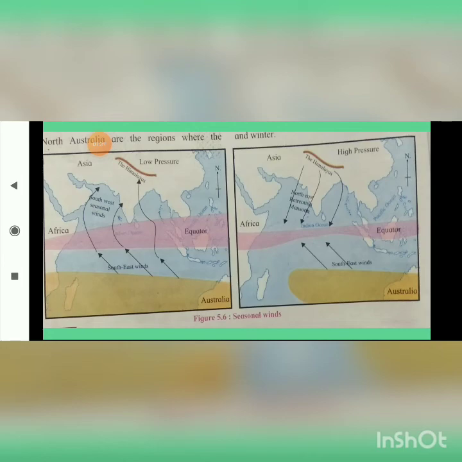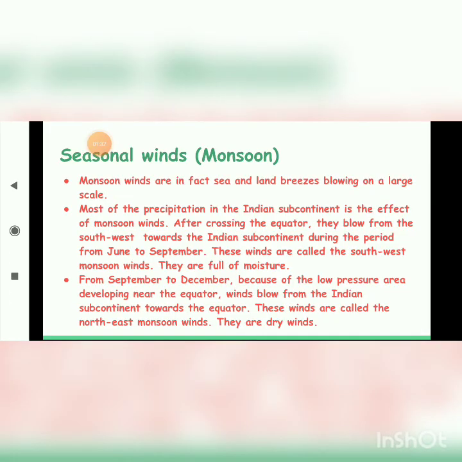Okay students. Now, monsoon winds are in fact sea and land breezes blowing on a large scale. So what are monsoon winds? These are in fact sea and land breezes which are blown on a large scale. Most of the precipitation in the Indian subcontinent is the effect of monsoon winds. Okay students, so what is the effect of monsoon winds? Most of the precipitation in the Indian subcontinent is the effect of monsoon winds.